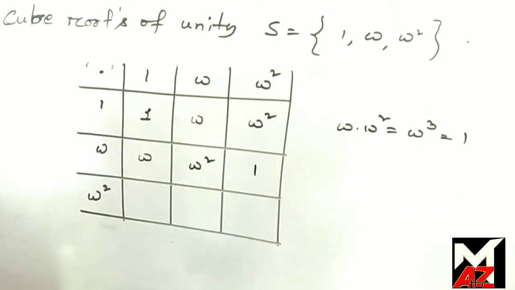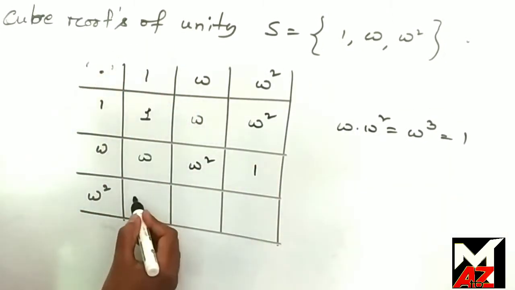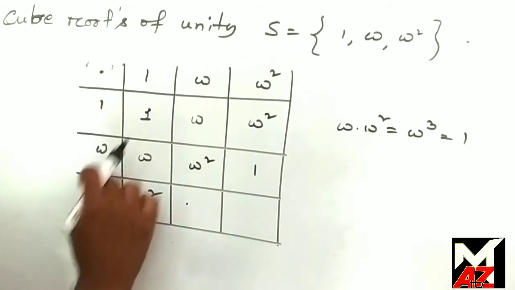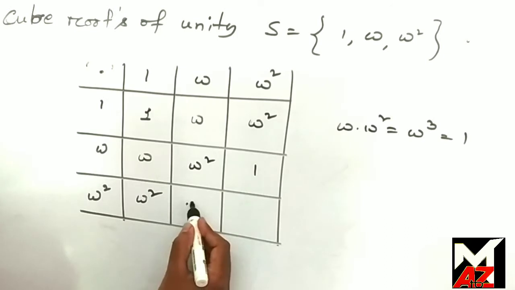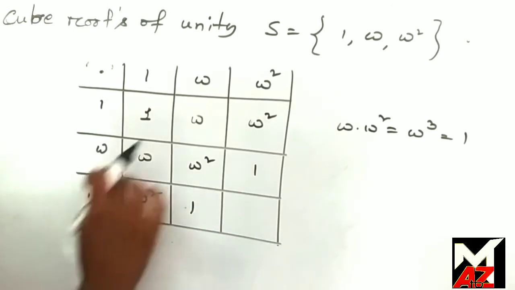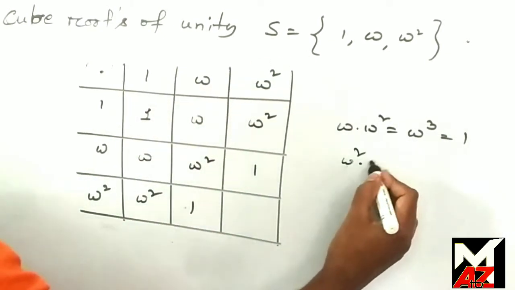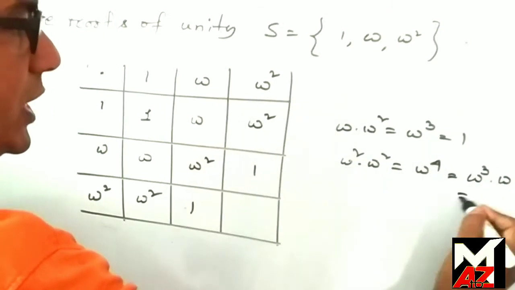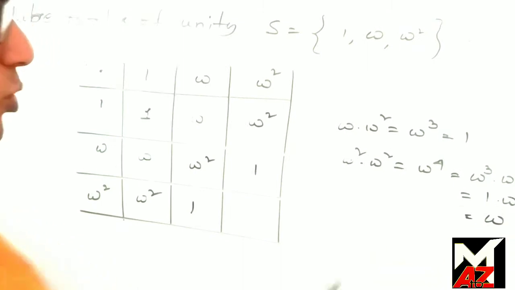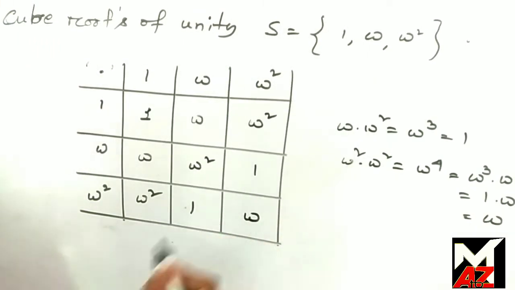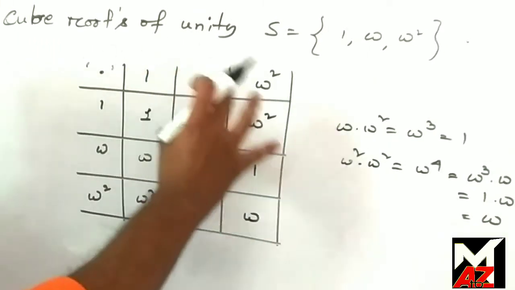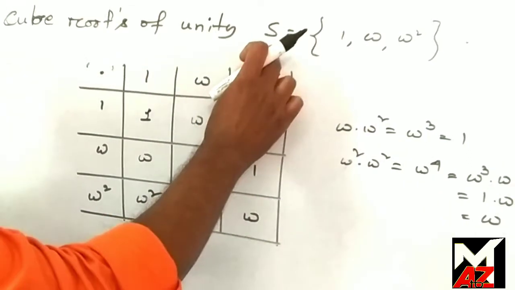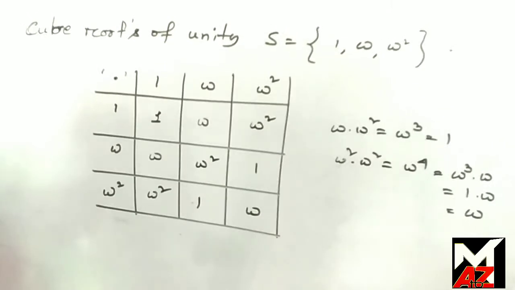Now omega square into 1 is omega square, omega square into omega is omega cube, that is 1, and omega square into omega square is omega to the power 4, which is omega cube into omega, that is 1 into omega, so it is omega. Okay, this is the composition table of the set S, which is the cube roots of unity.